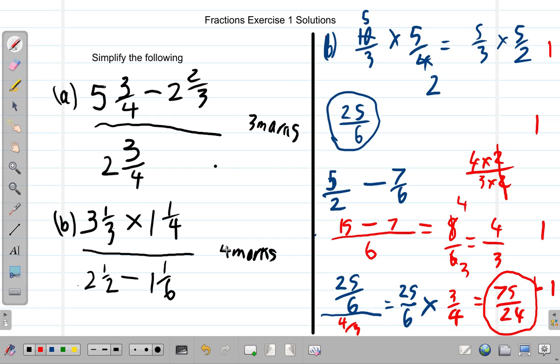So did you get all 4 marks? And did you get all 7 marks for both questions? Hope you did. If not, I want you to practice this over and over again until you can get full marks for it.